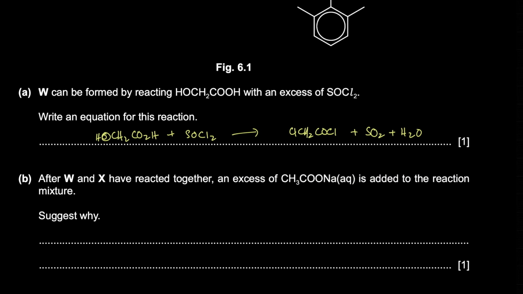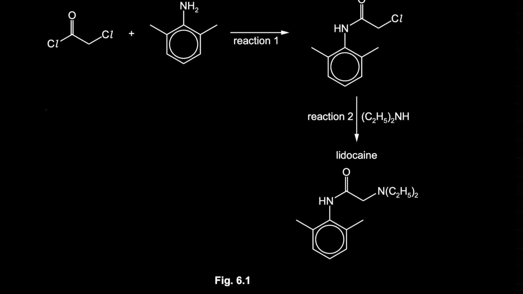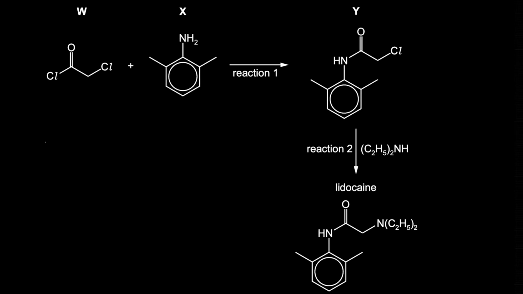After W and X have reacted together, an excess of sodium ethanoate is added to the reaction mixture. Suggest why. So why are we adding sodium ethanoate after W and X have reacted? What we're getting here is a condensation reaction, right? We're making an amide between the phenylamine and the acyl chloride, but we're adding sodium ethanoate right after. Why are we doing that?